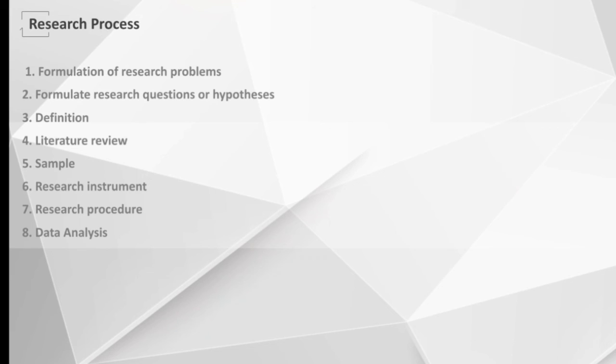The sixth, research instrument. Measurement instruments used for data collection from subjects must be described in detail, and also the rationale for their use. Seventh is research procedure. Describe the actual research procedures which are carried out by researchers in conducting research, not theoretical procedures. And the last is data analysis. Explanation of how to analyze, the statistical techniques used, both descriptive and inferential, used to analyze.